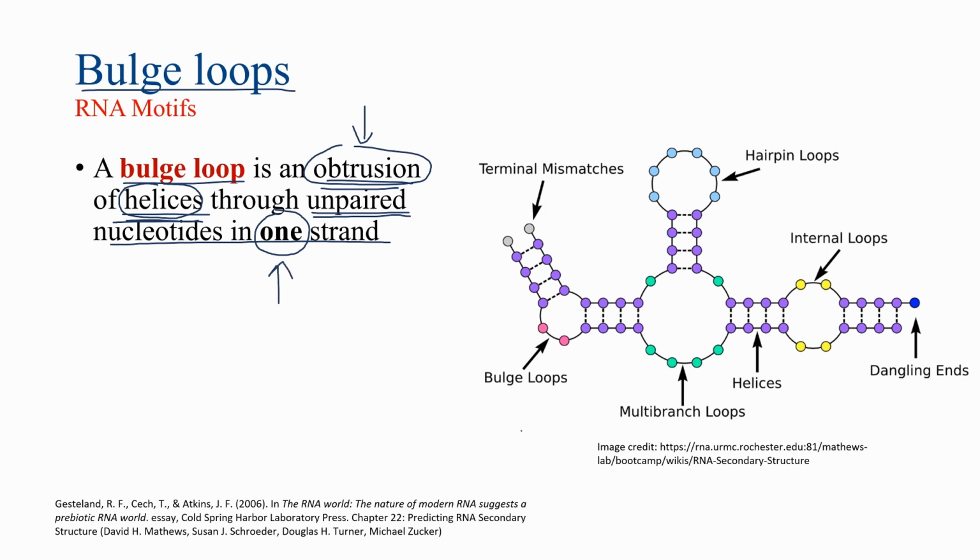So in the figure on the right, you can see a bulge loop here on the left. You can see that you have a loop structure. And you can also see an obtrusion in the helices. The obtrusion is what is causing the loop. So the obtrusion is caused by unpaired nucleotides in one strand. So what do I mean by that?